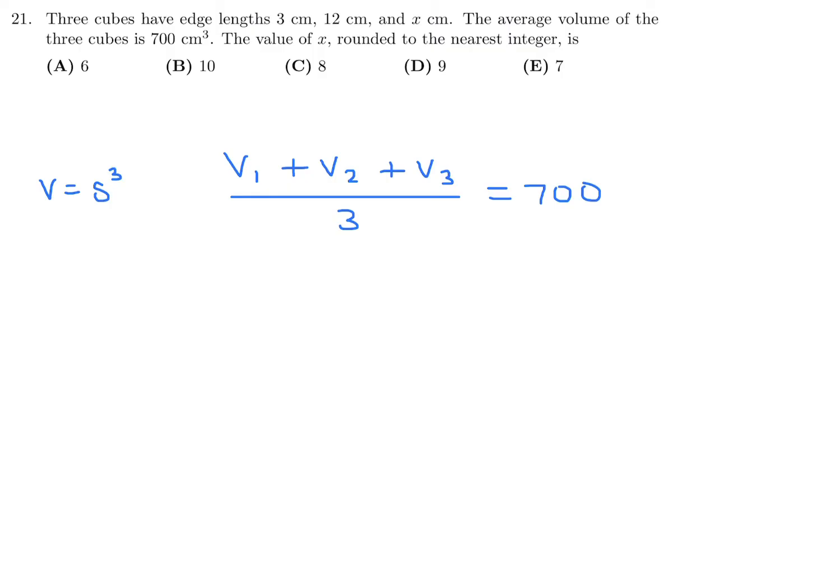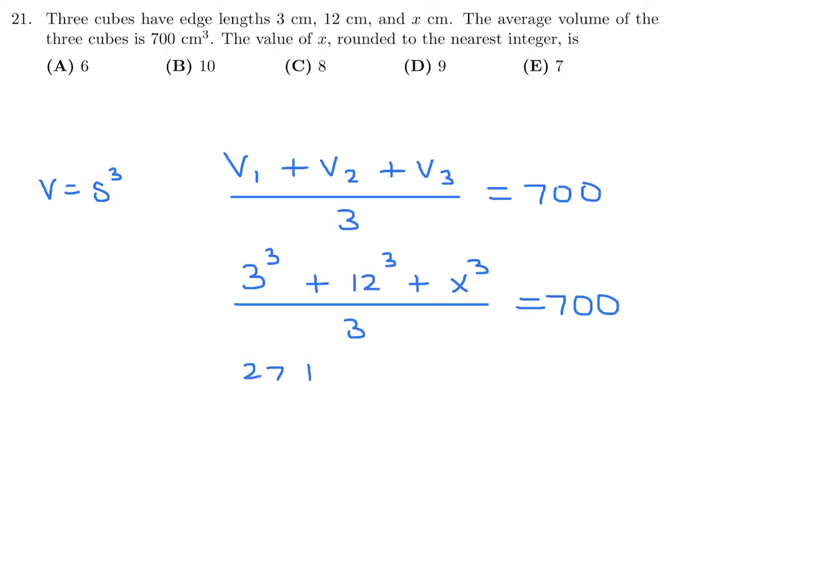In our case, v1 would therefore be 3 to the power of 3, since that has an edge length of 3. The second volume would be 12 to the power of 3. And then the third one would be x to the power of 3. That's all over 3, and that equals 700. Let's do the math now.